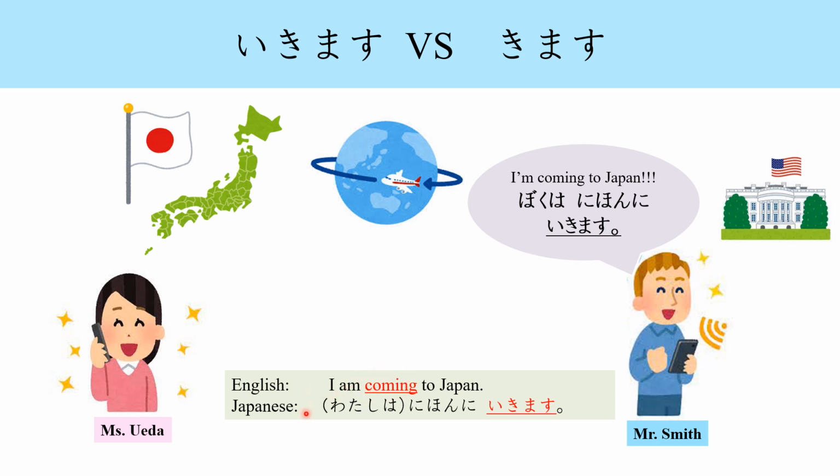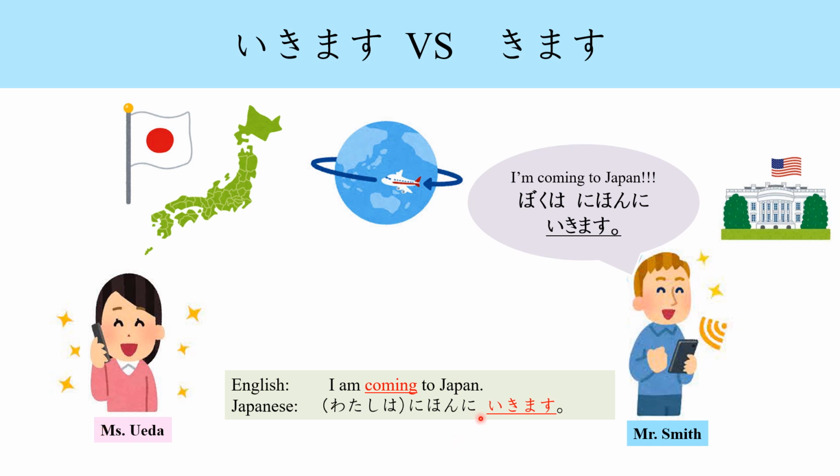In Japanese, the verb 行きます, to go, is used instead of 来ます, to come, in this situation. In Japanese, the direction of movement doesn't change. You're still moving towards the destination. You speak from your point of view and not the listener's point of view.